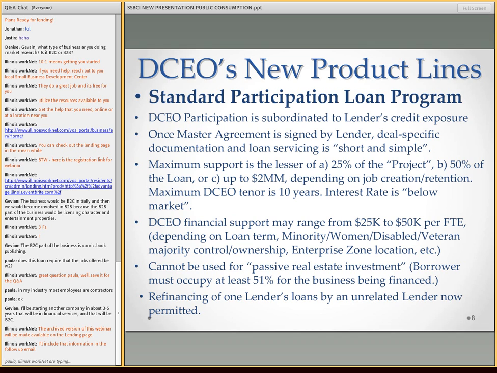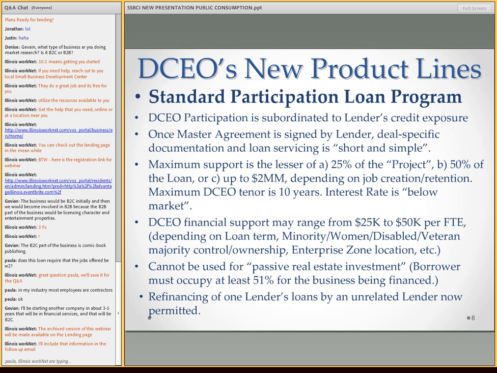The money that we are involved in lending cannot be used for passive real estate. What we mean by that is that the borrower has to occupy at least 51% of the business premises being financed. You can't buy a 500,000 square foot warehouse, use 100,000 square feet, and then rent out the rest. However, you can buy a 500,000 square foot warehouse, use 251,000 square feet, and rent out the rest from the first day on.